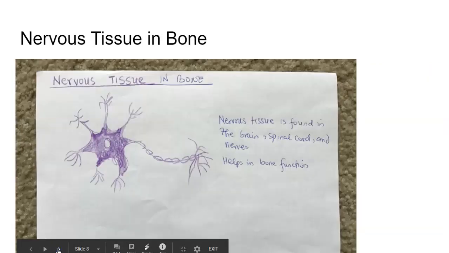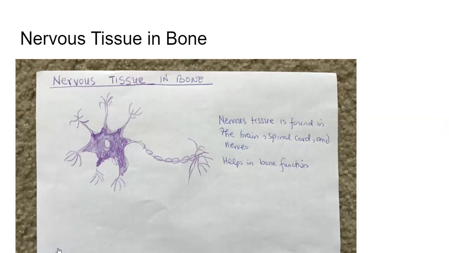We have the nervous tissue in bone. Nervous tissue is found in our bones, spinal cord, and in our brain. So what it does is it stimulates muscle contractions, it regulates body mechanical forces, and is essential for structure and bone function. Nerves can also signal injuries to the bones.